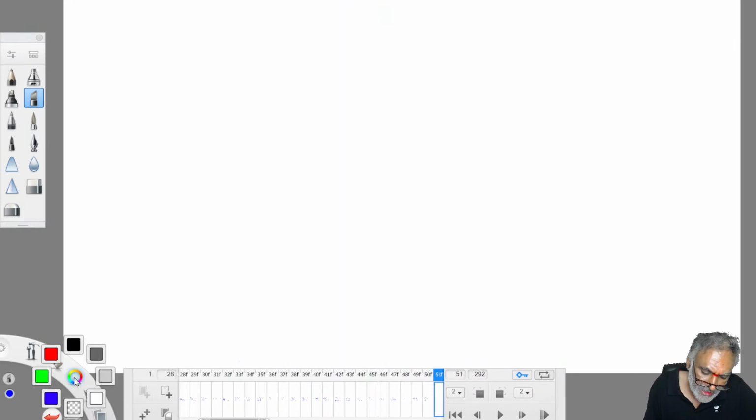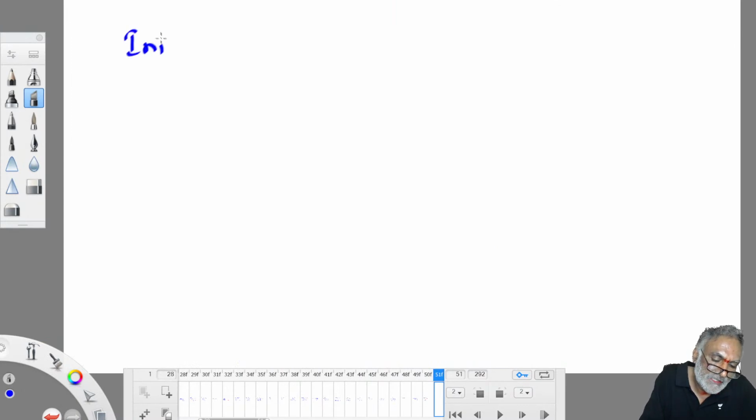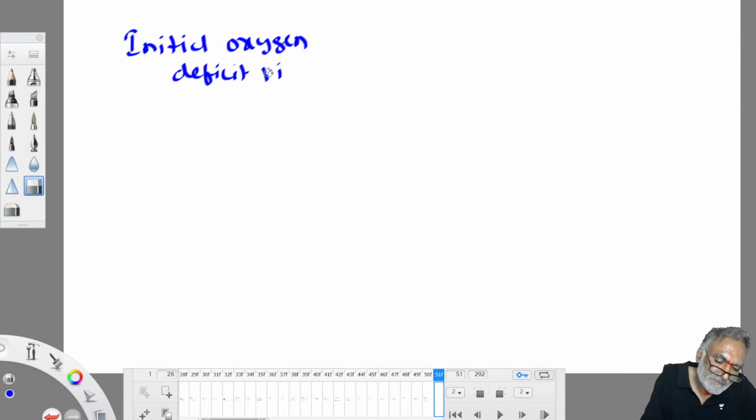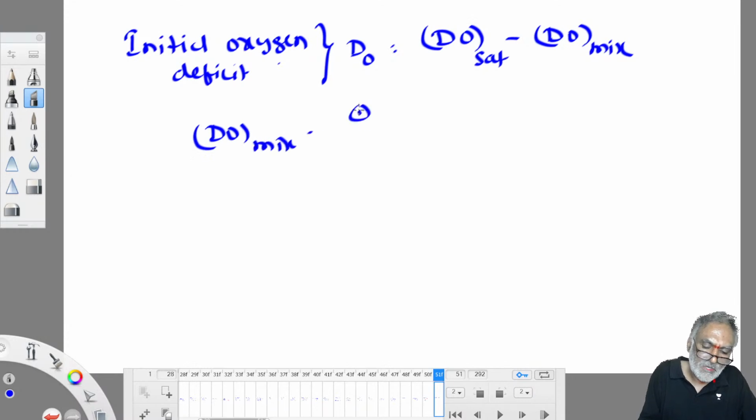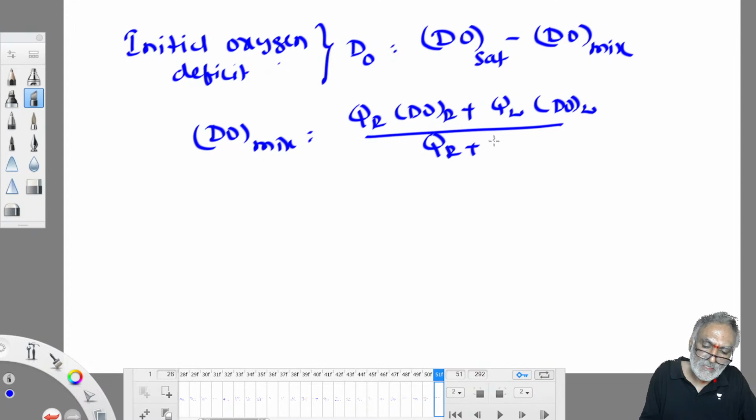Beyond that, one more question they are asking is initial oxygen deficit after mixing. Initial oxygen deficit in river after disposing the pollutant is equal to D naught, which is nothing but dissolved oxygen at saturation minus dissolved oxygen of the mix. Dissolved oxygen of the mix, how you can find out? Same way, Q river into DO river plus Q wastewater into DO wastewater by Q river plus Q wastewater.